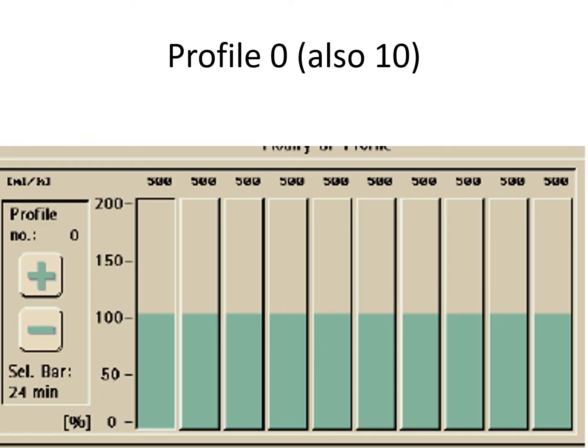Okay, so profile 0, and I think also in the Bron machines, profile 10, represents constant ultrafiltration throughout the dialysis treatment. That is, it offers a constant steady pull of fluid throughout the therapy. So this is the most common ultrafiltration setting for hemodialysis patients, and it allows for the lowest ultrafiltration rate possible during the treatment, that is, without extending the treatment duration.